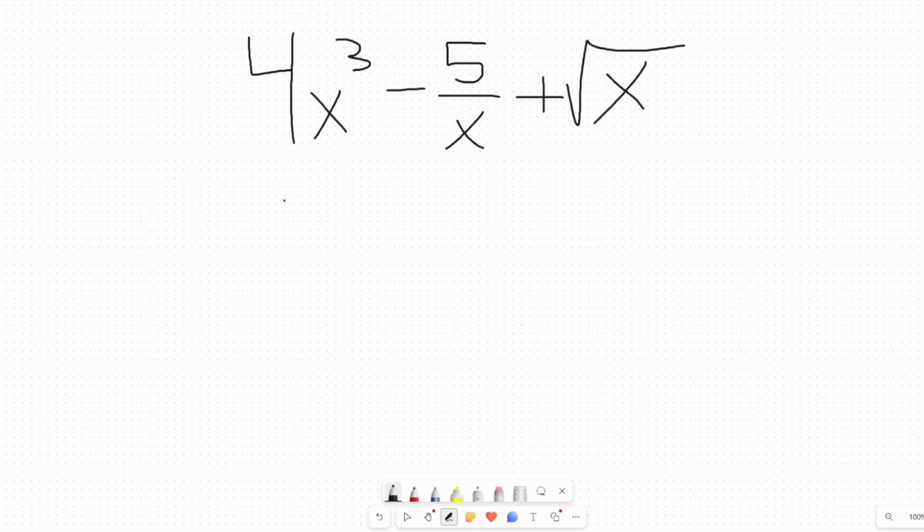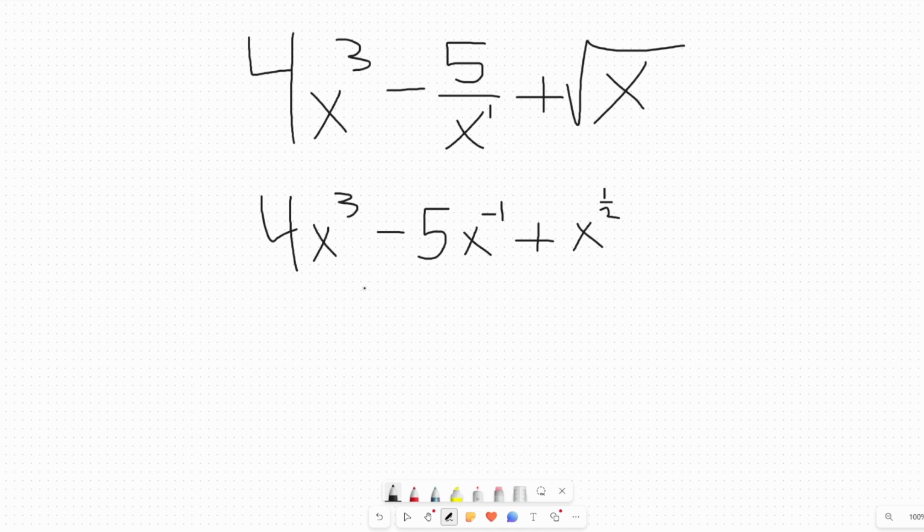Okay, so you can rewrite this as, since I don't like it when it looks like that, 4x cubed minus 5 to the x minus 1. Remember, when you have something in the denominator, so x, and it's to the power of 1, you can always bring it up and just make the exponent negative. So that's what we did. So now it's 5x to the negative 1, and then plus x to the 1 over 2.